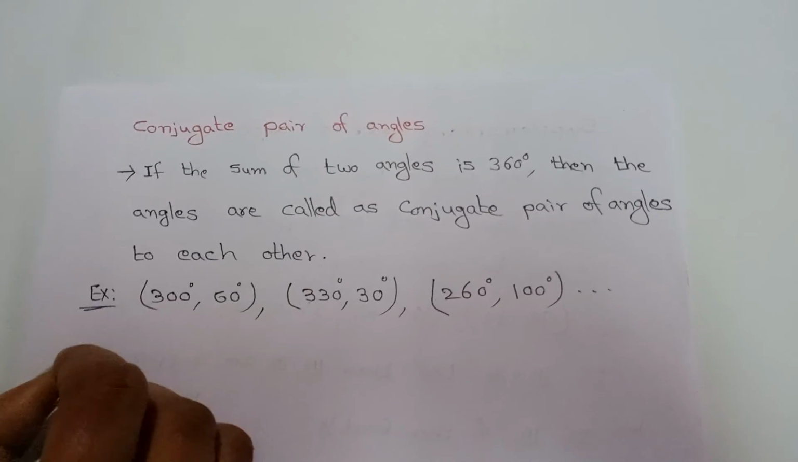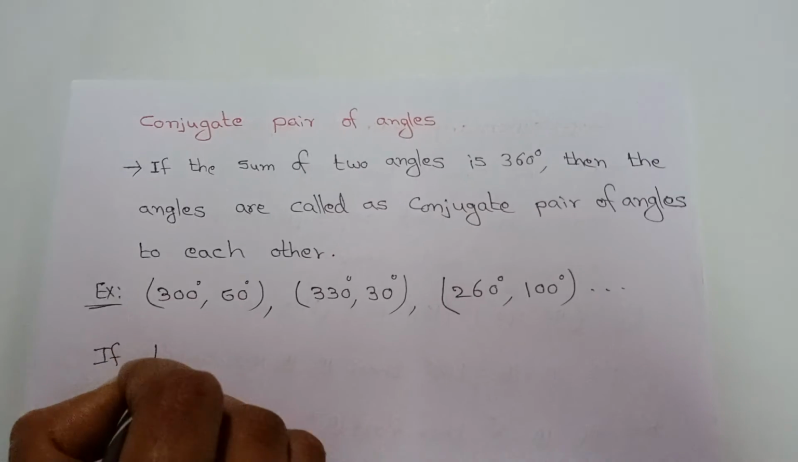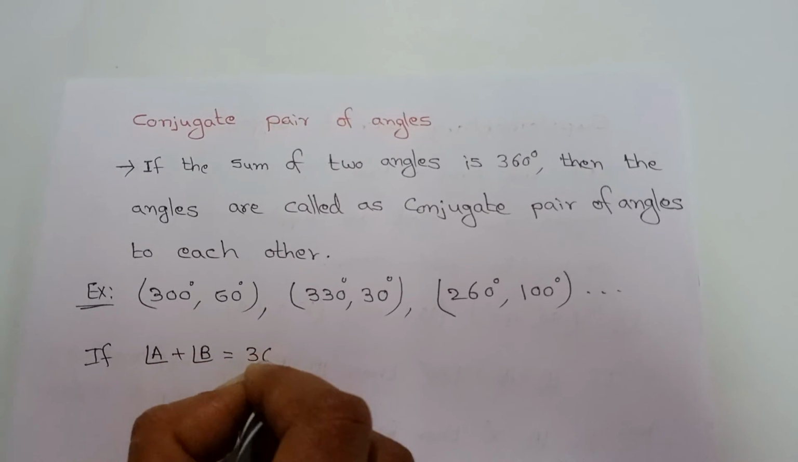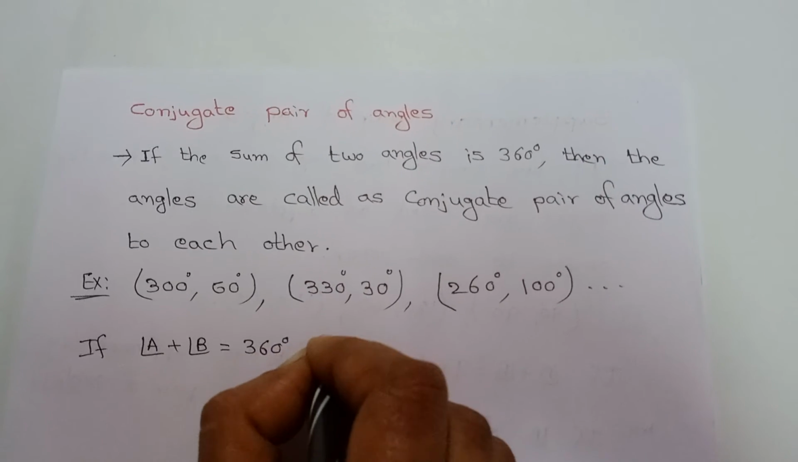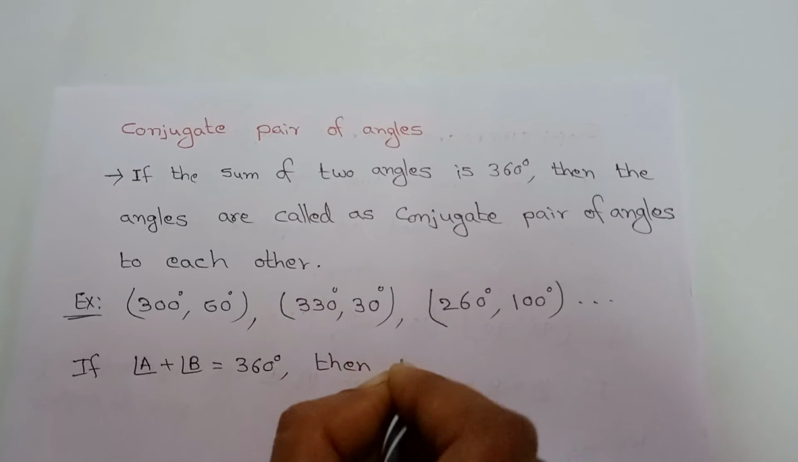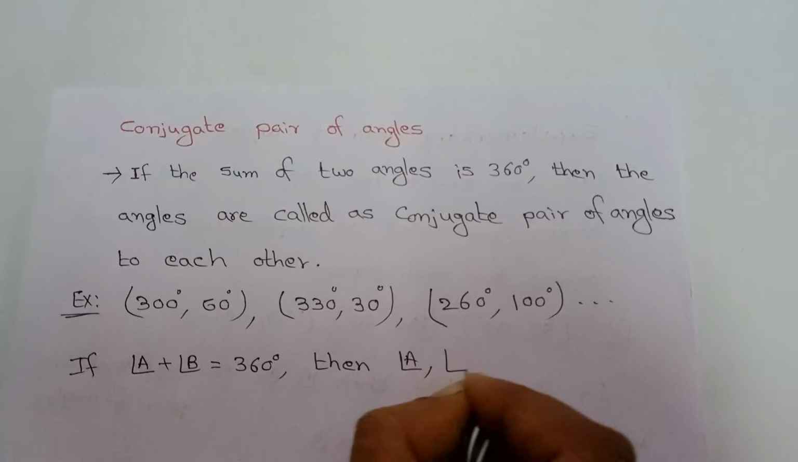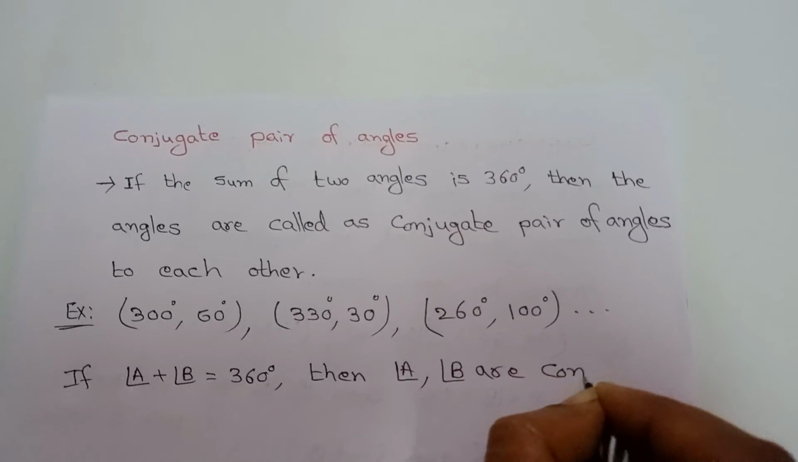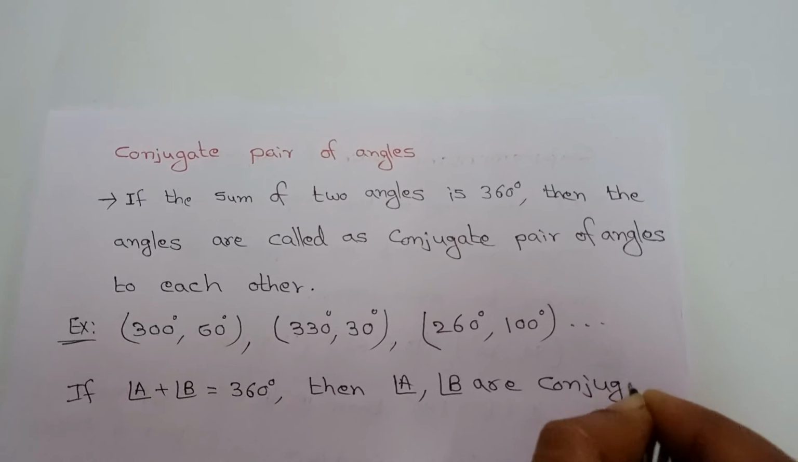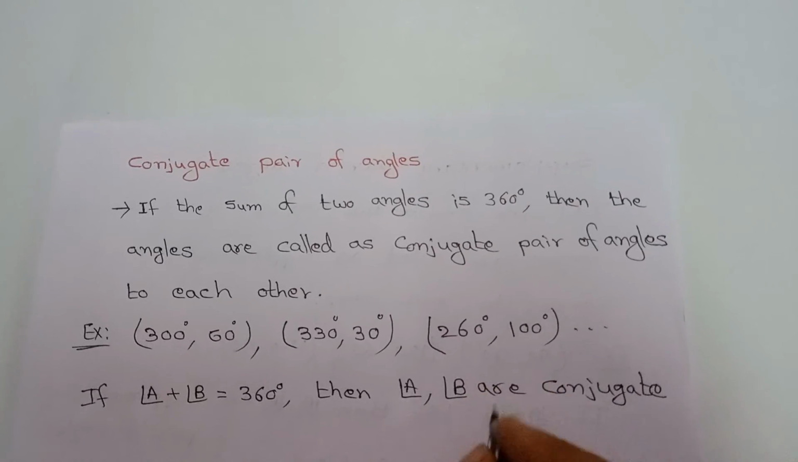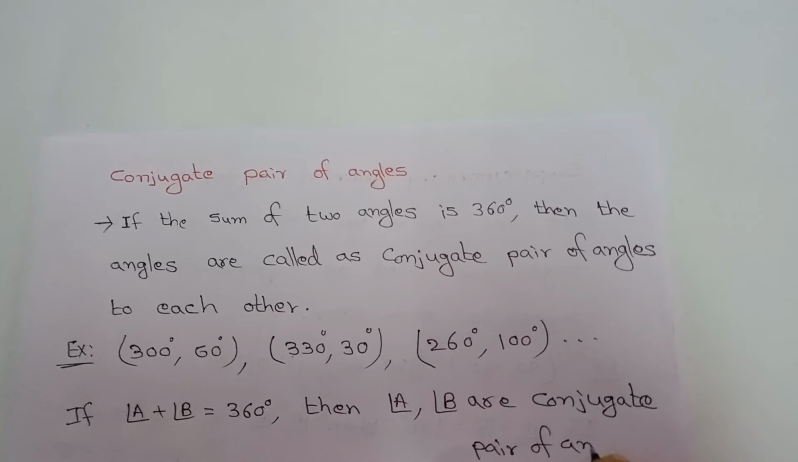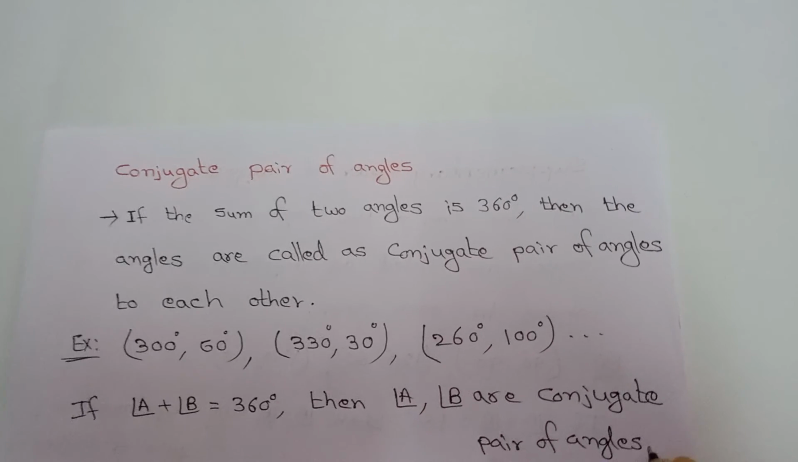If angle A plus angle B is equal to 360 degrees, then angle A, angle B are conjugate pair of angles to each other.